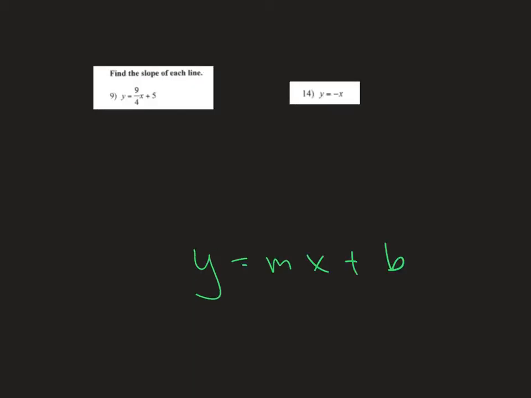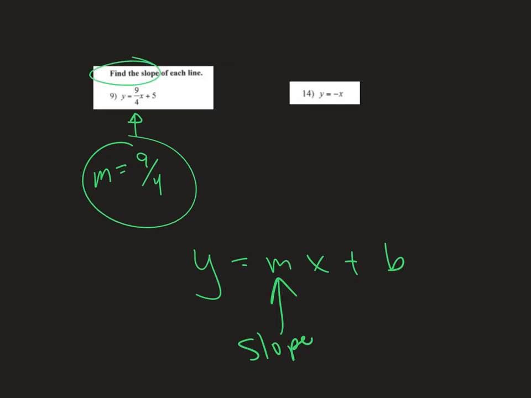When we have the equation written in slope-intercept form, this right here is my slope, that value in front of x. So on number 9, 9/4 is my slope. So this is just what I refer to as a point-and-shoot question, right? Find the slope. There we go. We found it. On number 14, y equals negative x. Well, this is like negative x technically plus 0, and the number in front of x is negative 1. So for this, my slope is simply negative 1. And that's it. I told you, some of these questions are just really super fast to answer.